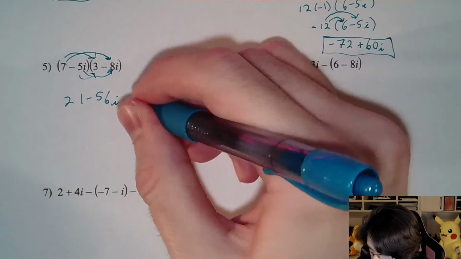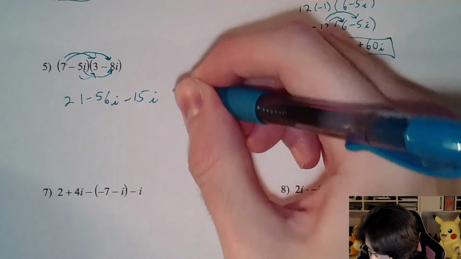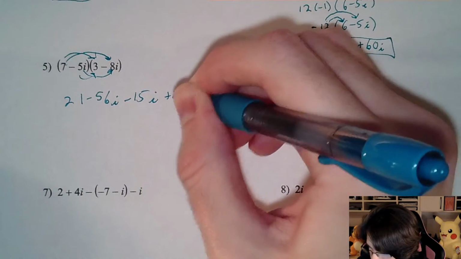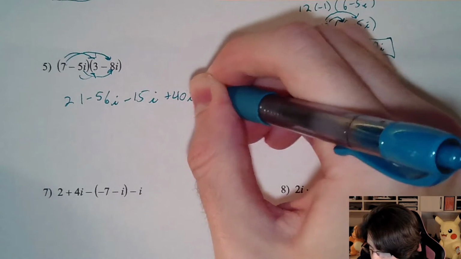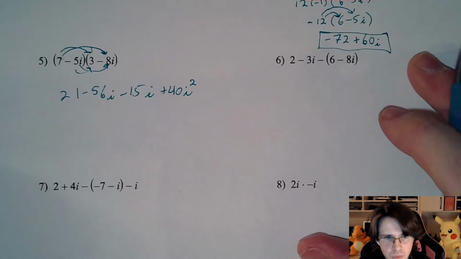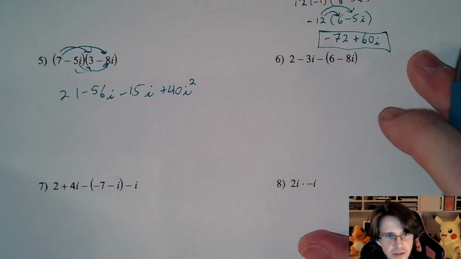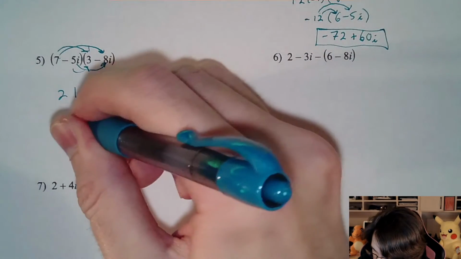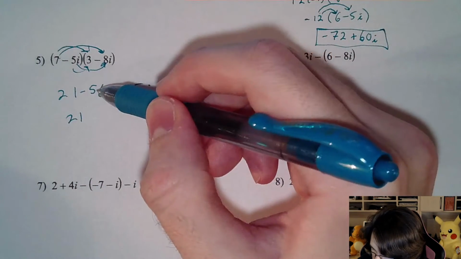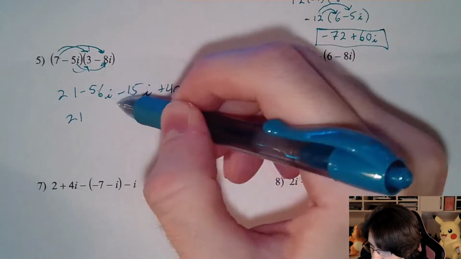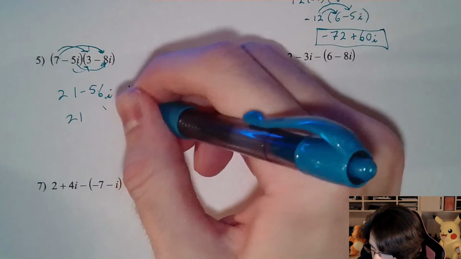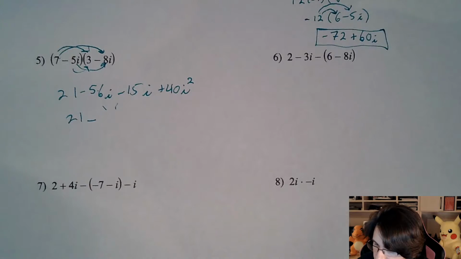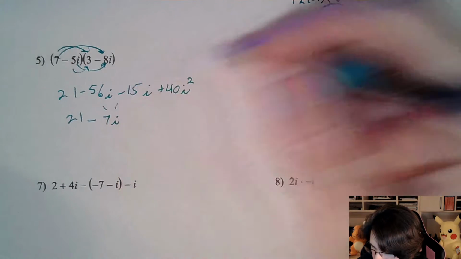Don't forget, you can use a calculator for any part of this. Do not be afraid. There's nothing wrong with using a calculator for these. And you get +40i squared. So while you're simplifying this, some of the simplifying is nice and obvious. So for instance, there's -56i and -15i. These guys are just like terms, so we can combine them up. If you do combine them up, we'll get -71i.